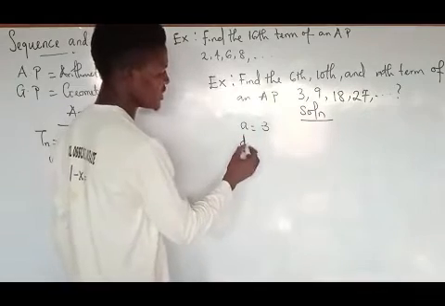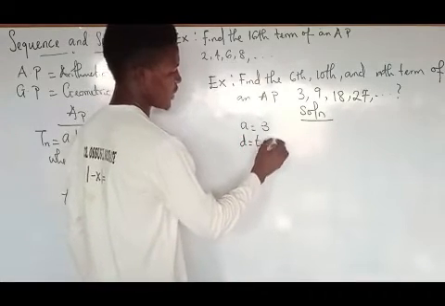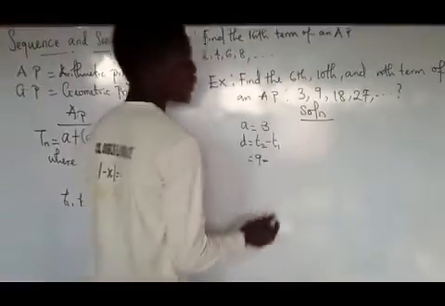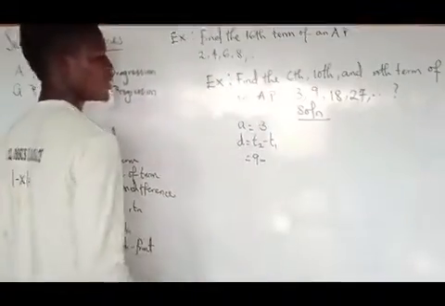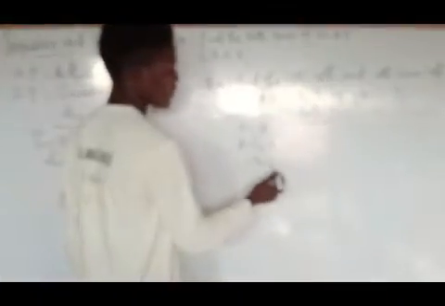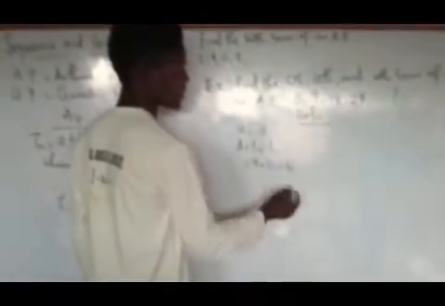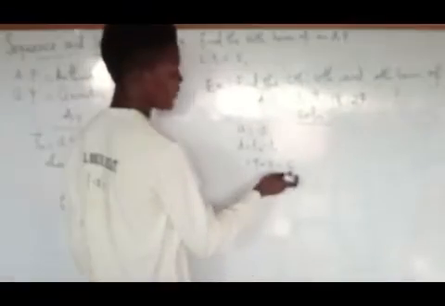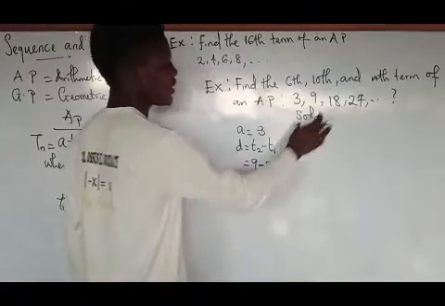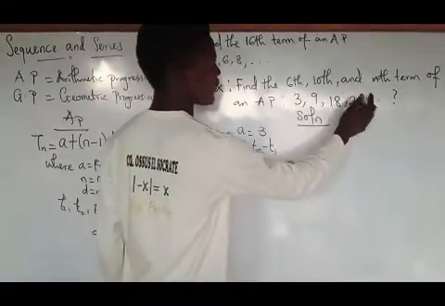Then your D, which is what? T2 minus T1. Your T2 is 9, minus your T1, which is 3. 9 minus 3 will give you 6. All right. So if 9 minus 3 is giving me 6, this one will be 24.